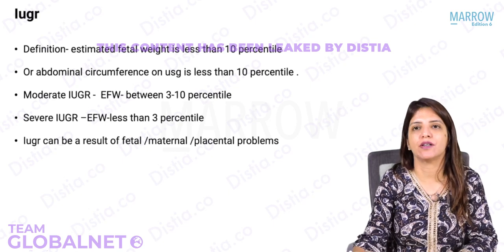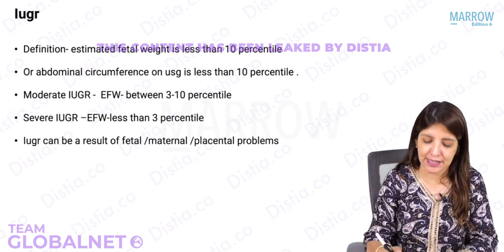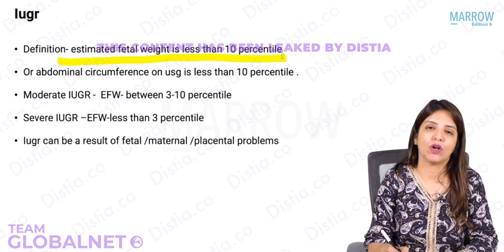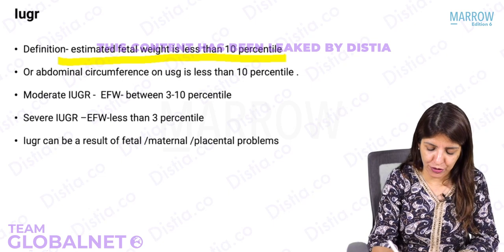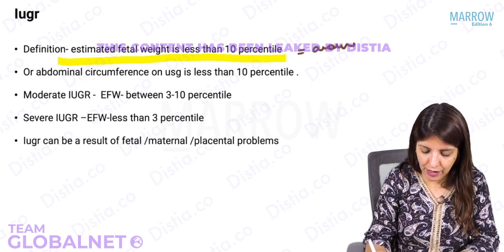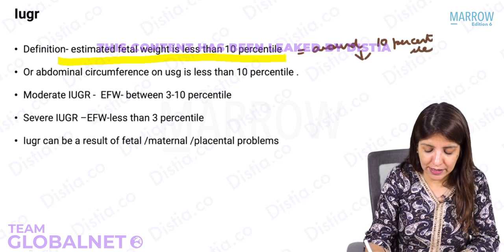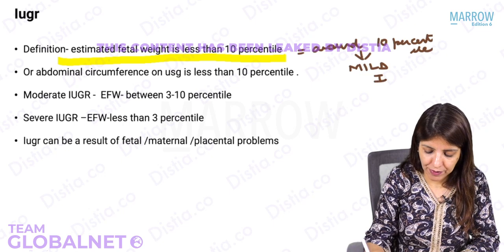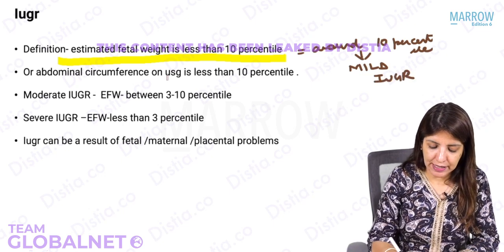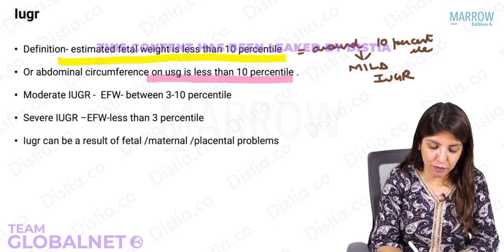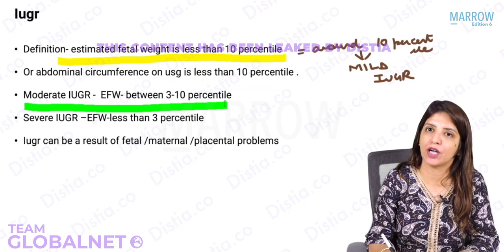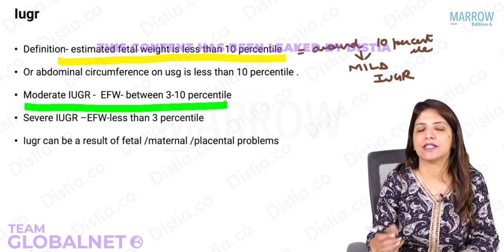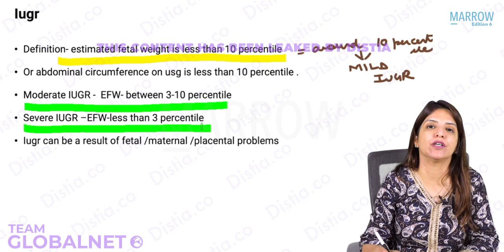See, the definition of IUGR is if the estimated fetal weight is less than the 10th percentile, that is what is called IUGR. Now, if the estimated fetal weight is around the 10th percentile, that is what is called a mild IUGR, right? But if it is between the 3rd and 10th percentile, then that is called a moderate IUGR. And if the estimated fetal weight is less than the 3rd percentile, that is a severe IUGR.